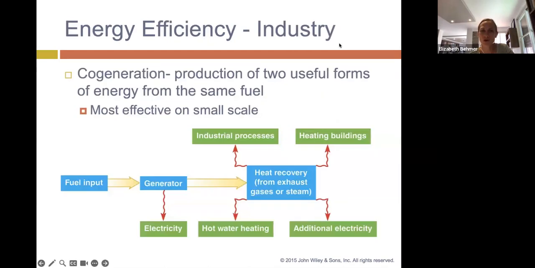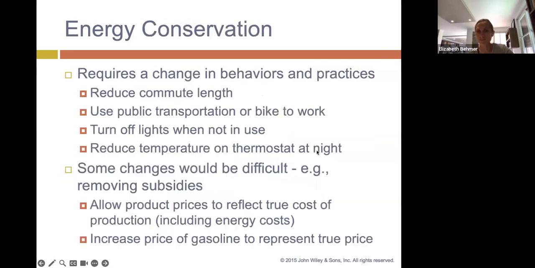In industry, cogeneration is the production of two useful forms of energy from the same fuel. And this is most effective on a smaller scale. So for example, if the fuel input gives energy to the generator, which gives off electricity, then the heat recovery from exhaust gases or steam can be used to heat the water, additional electricity, heat buildings, or other industrial processes. So kind of use that waste from the generator to do something else.